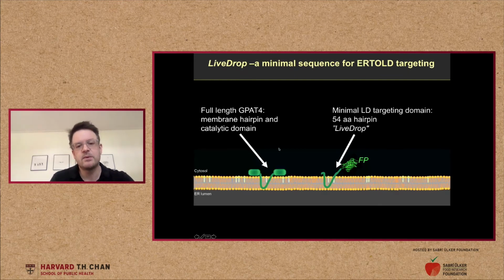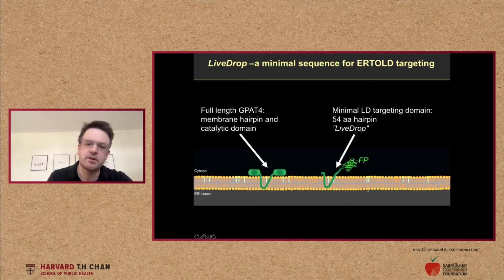So we really try to understand GPAT4 as a model for this targeting pathway. And particularly, we narrowed it down to two particular substrates that we found useful. One is the full-length protein. This is the enzyme that synthesizes lysophosphatidic acid. It has two cytoplasmic domains, and in between, what we believe is a hairpin that anchors it in the ER. And we can map a minimal domain that's just this anchor, 54 amino acids that we called LiveDrop, that is sufficient to get you onto lipid droplets.